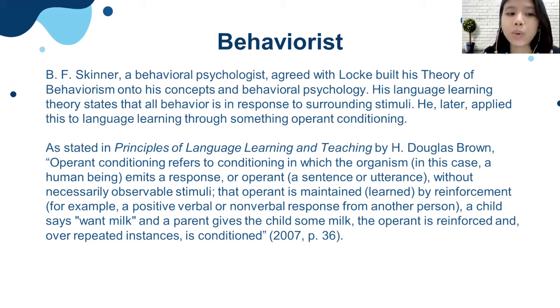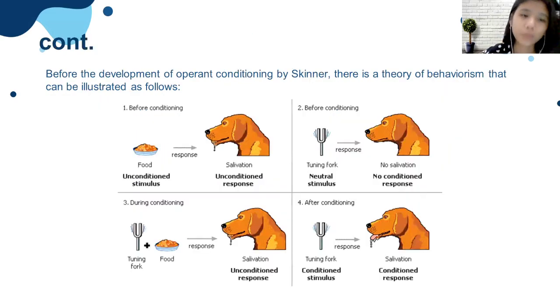A child says, "want milk," and a parent gives the child some milk. The operant is reinforced, and over repeated instances is conditioned. Before the development of operant conditioning by Skinner, there is a theory of behaviorism that can be illustrated as follows.